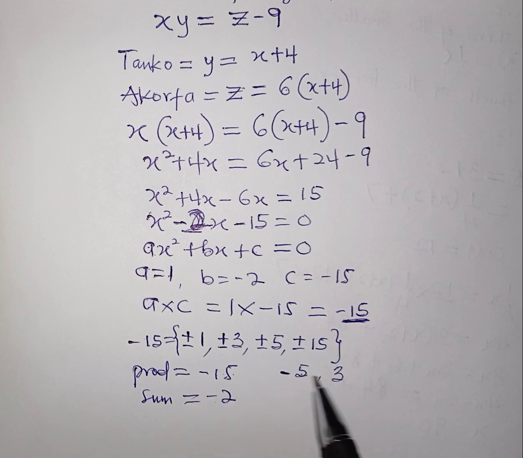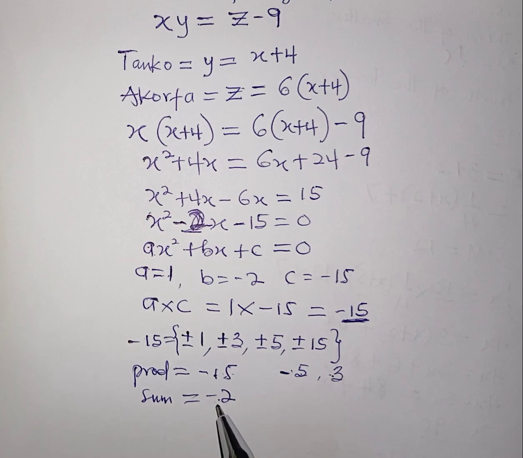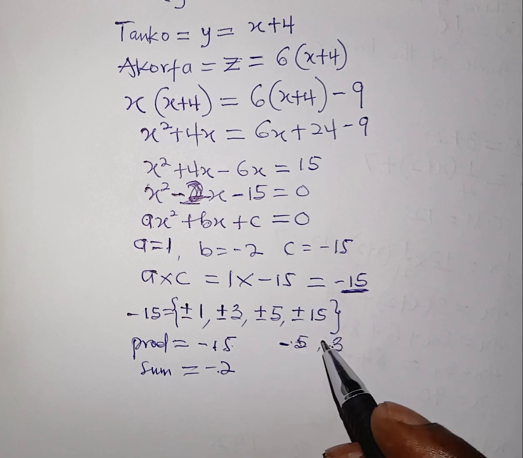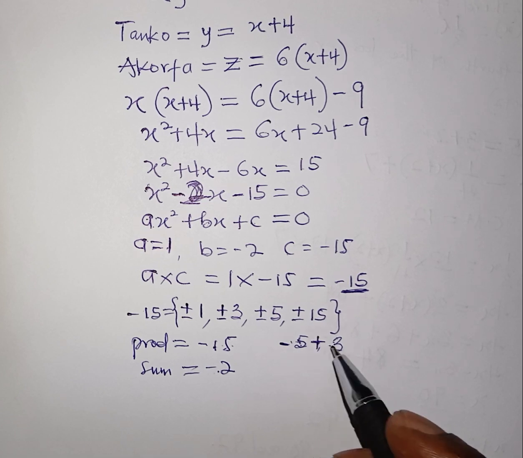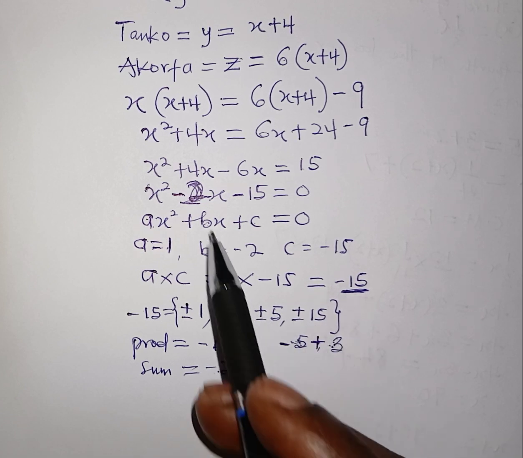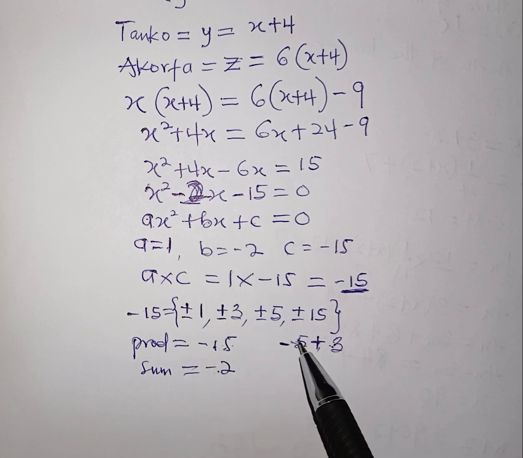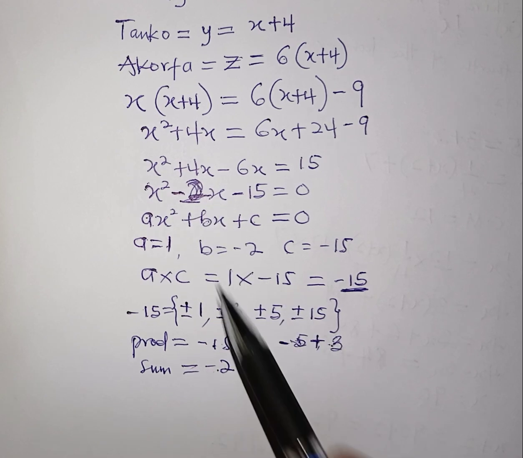So you realize that when you multiply this by that, you are getting negative 15. When you add this to this, you are getting what? Negative 2. So once you get this, then you are going to find the sum. Okay, so this is what is going to be. You are going to replace this by the negative 2x, because it is the same thing. When you add, you are going to get the same.